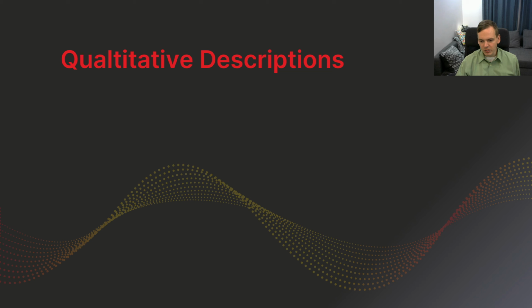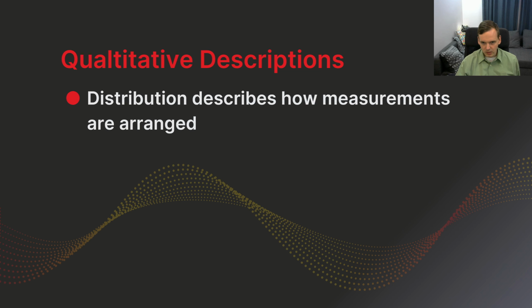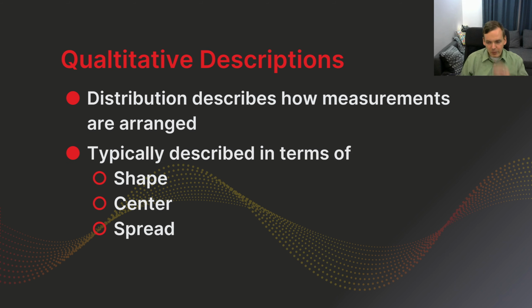Examples of qualitative description in more normal English would be big, small, fast, slow, stuff like that. So when we're doing qualitative descriptions, remember that a distribution describes how the measurements are arranged. There are three categories that we're going to look at, and they are shape, center, and spread. These are the three aspects that we're going to describe about a data set. And we can describe these both qualitatively, like we'll talk about in a minute here, as well as quantitatively, and that'll be what we study the rest of this unit.